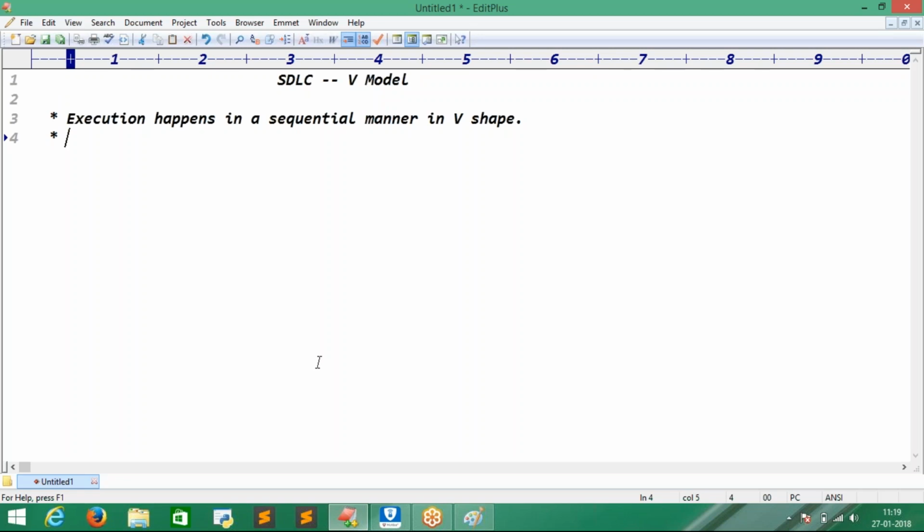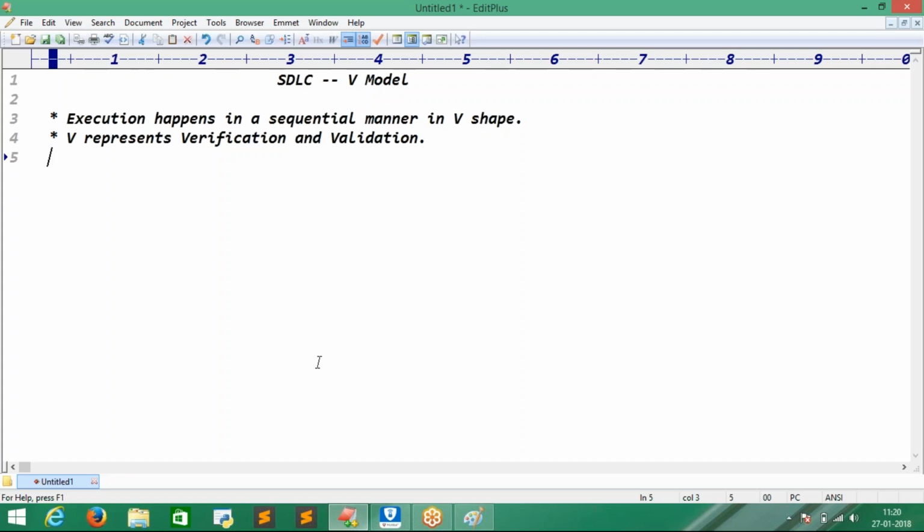Next, what has happened? So now what do you mean by V? What does V represent? Here V represents verification and validation. Now the V model is basically an extension of the waterfall model, and it is based upon the testing phase.